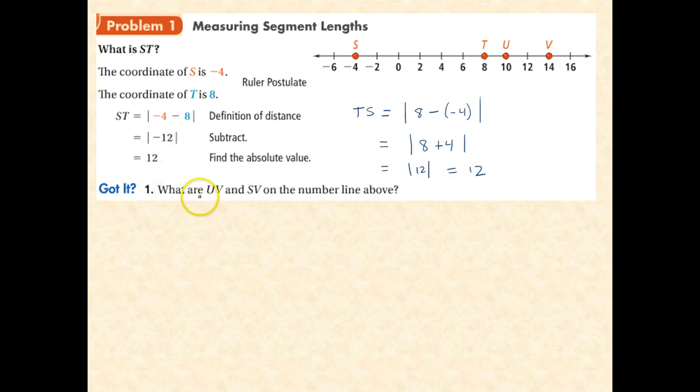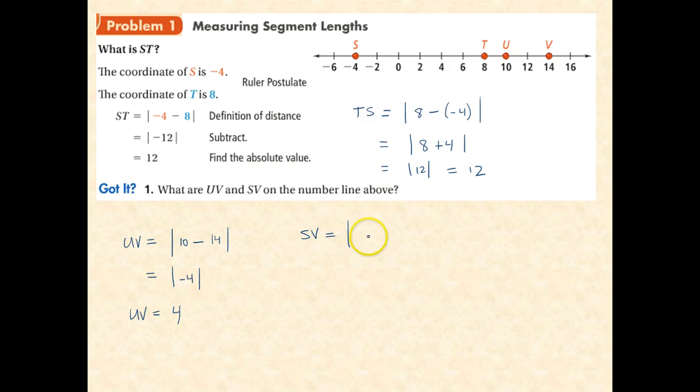So pause it and see if you can figure out the length of UV and the length of SV on the number line above. For UV, that's going to be the absolute value of the coordinate of U, which is 10, minus the coordinate of V, which is 14. 10 minus 14 is -4. And the absolute value of -4 is 4. And you can verify just by looking at the graph that U and V are 4 units apart.